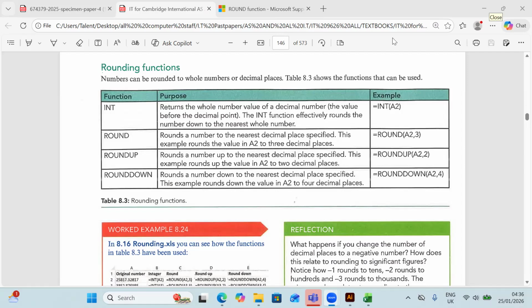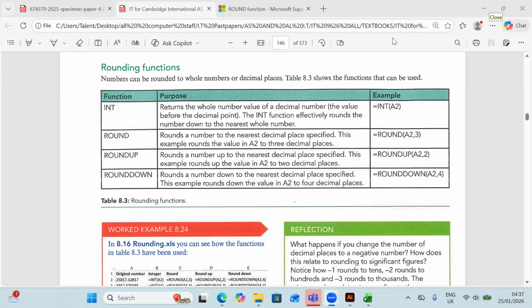And round up rounds a number to the nearest decimal place specified. So when you are rounding up, you are increasing by 1. If you are rounding up to 2 decimal places, you are actually moving 2 places. When you get to that point, you only increase that point by 1.